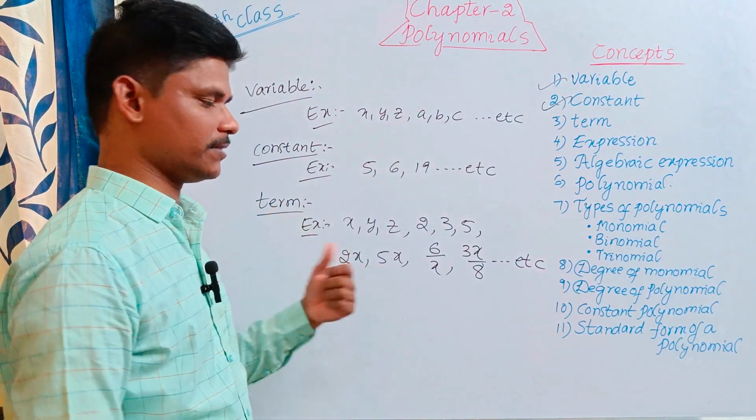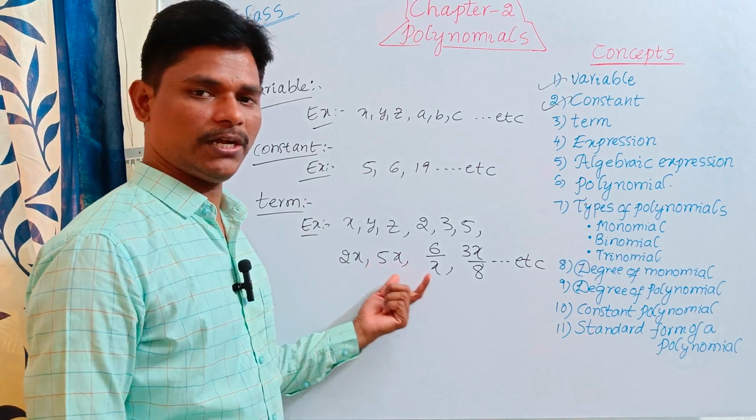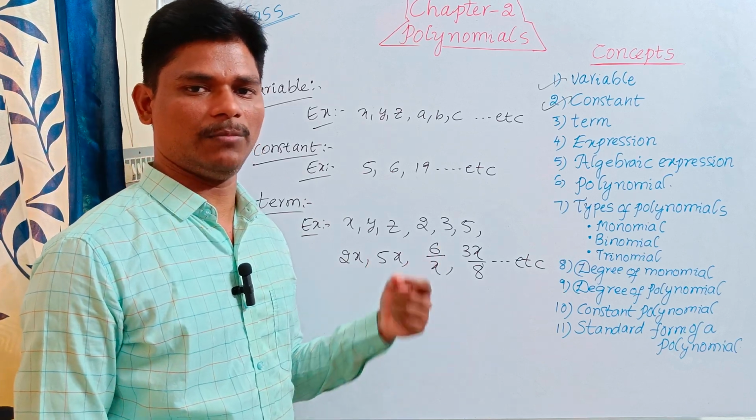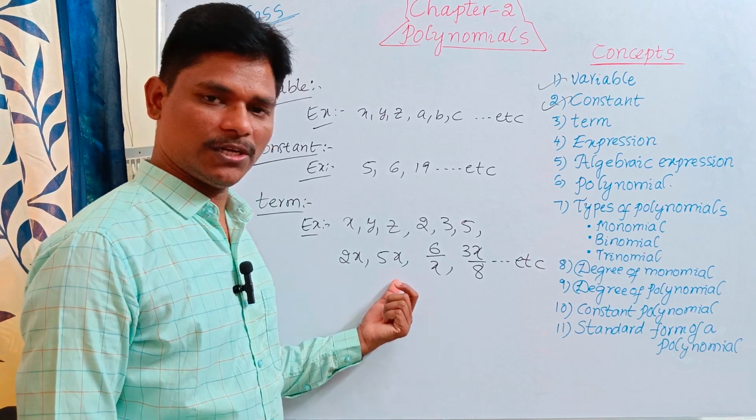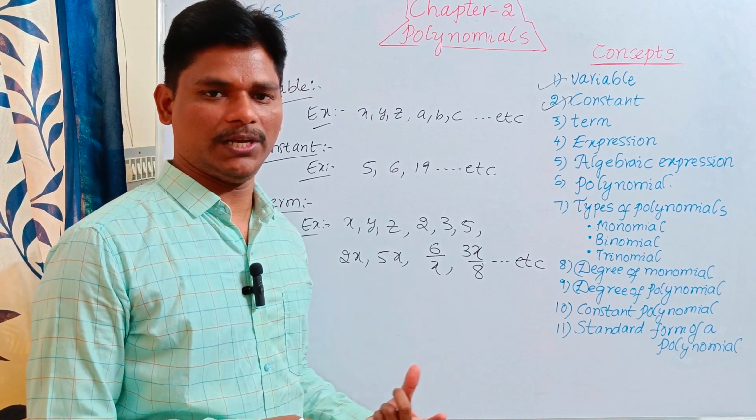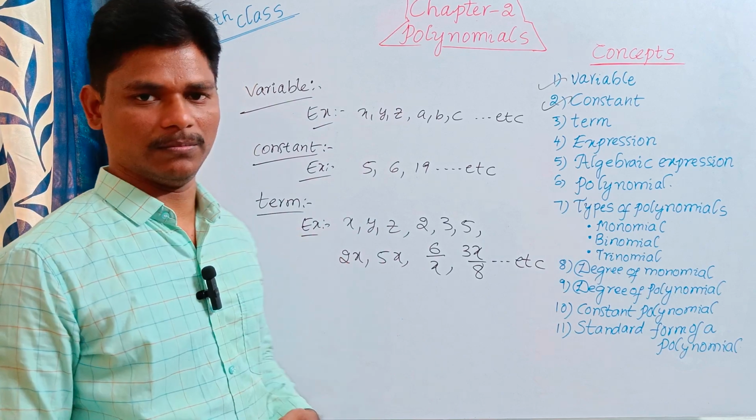So the term is defined as a constant alone or a variable alone, or a combination of constants and variables by the operation of division or multiplication. That is called a term.